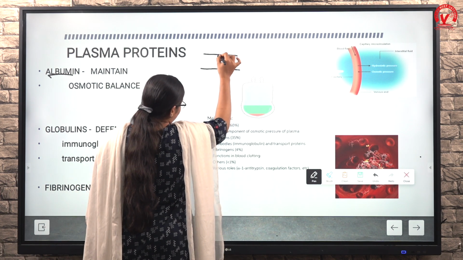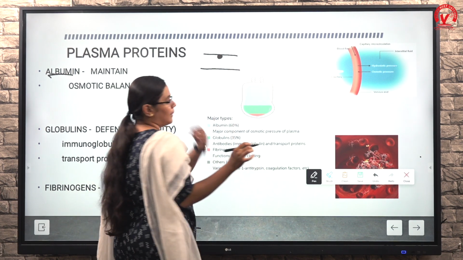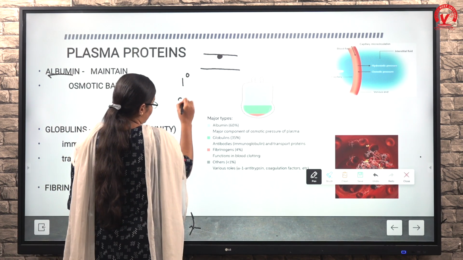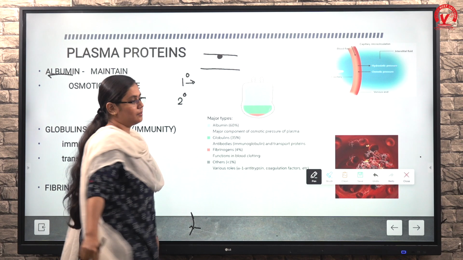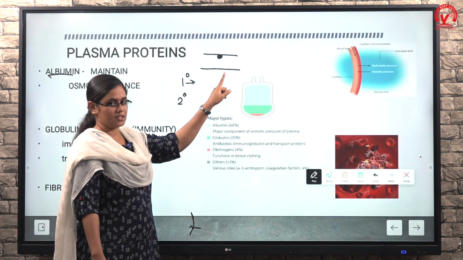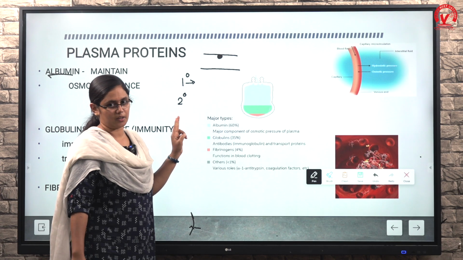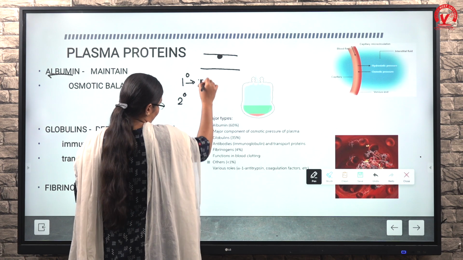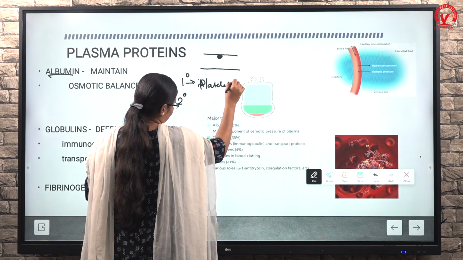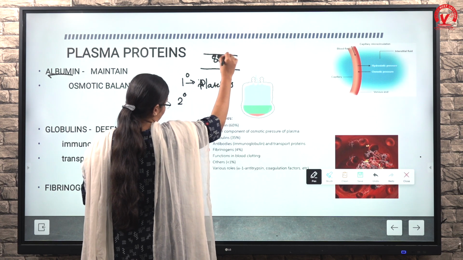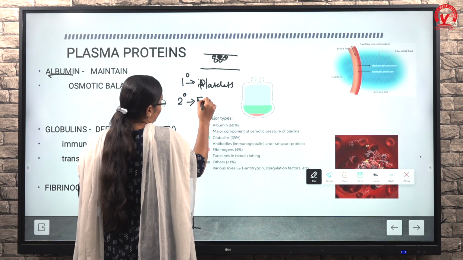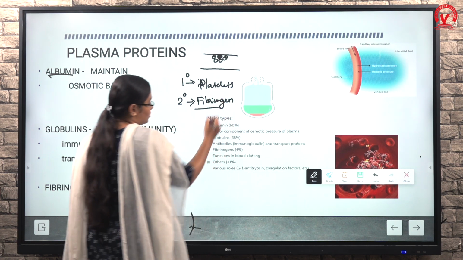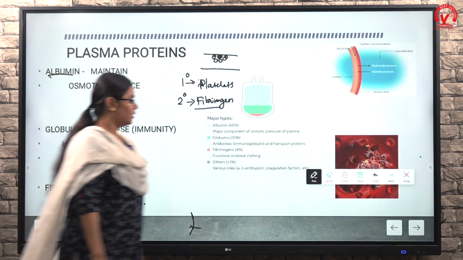This is a blood vessel. So if there is an injury site, the platelets... there are two different kinds of clotting mechanisms, primary and secondary. In primary, the platelets get accumulated in the site of injury, whereas in secondary, along with the platelets, the fibrinogen will also get accumulated. Thus, fibrinogen helps in clotting mechanisms.